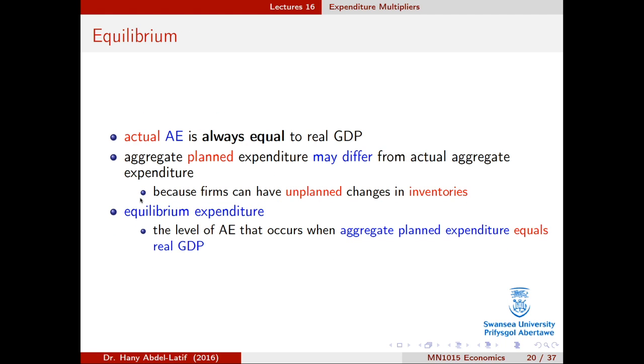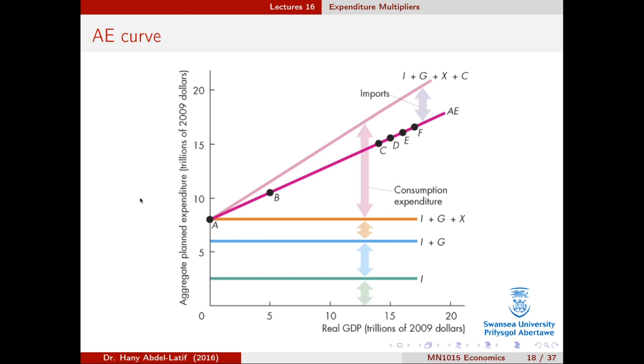We know from the last lecture that the actual aggregate expenditure always equals real GDP. So we're not worried about that. So to look for the equilibrium point, we want that point where the aggregate planned expenditure, which we see here, equals real GDP, because it means it equals the actual. So what is planned equals the actual one, or equals the real GDP.